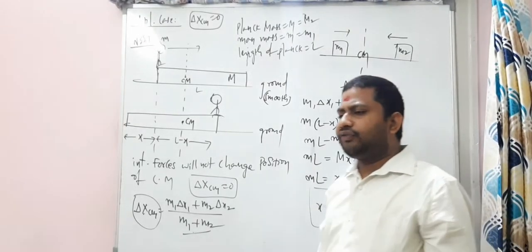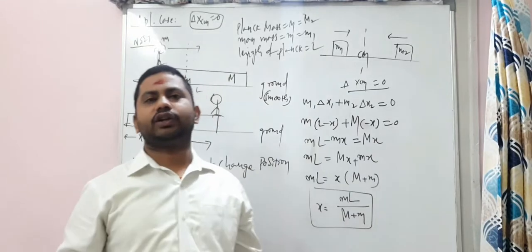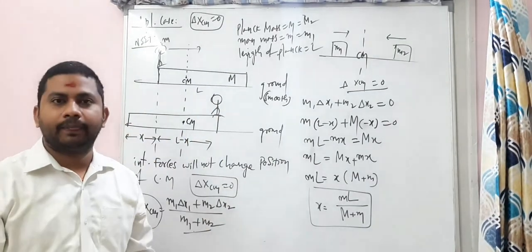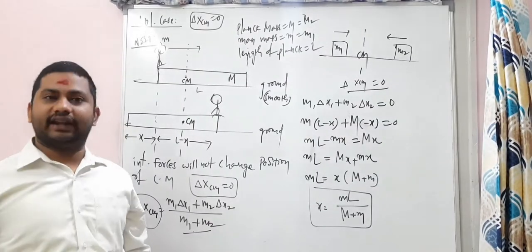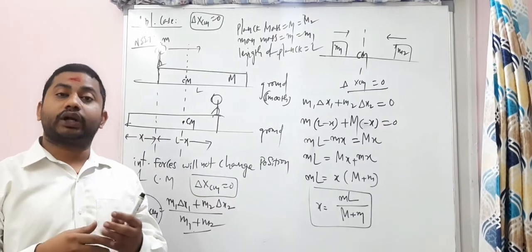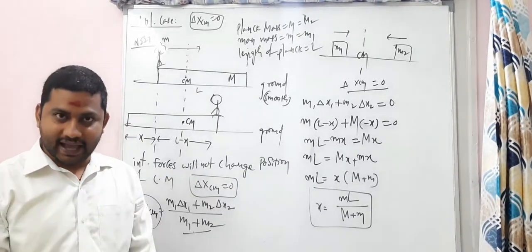Regarding methods of identifying the position of the center of mass, the method of symmetry is done now. The method of integration is left, right? So the method of integration and vector product we'll be discussing in the next class, right?